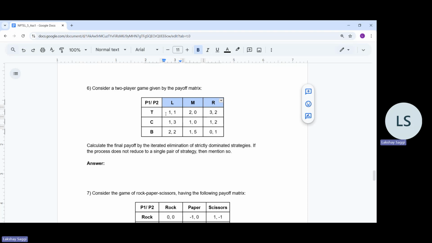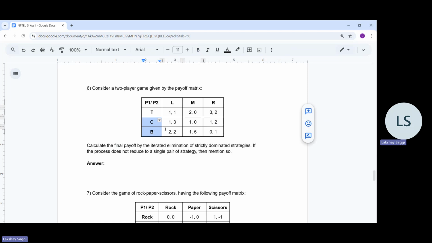Let's see if there is one in the rows. So let's compare these two strategies, T and C. Now we are looking at strategies for the row player, so we'll be looking at the first values of the matrix cells. Between T and C, if the column player plays L, then the payoff on playing T is 1 and on playing C is 1. So there is an equality here. We can directly deduce that there is no strictly dominating strategy between T and C, because with equality at best, there can be a weakly dominating strategy, but not a strictly dominating strategy.